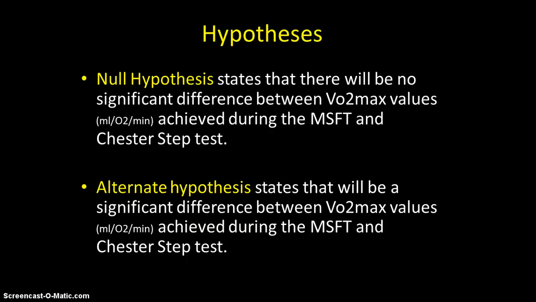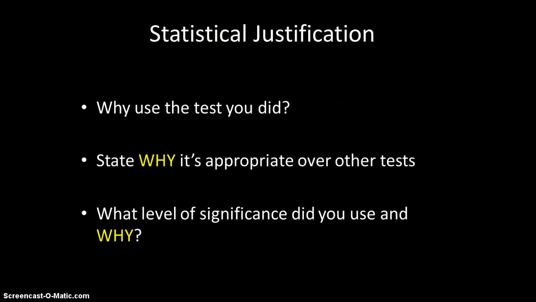Before you do that, you've got to write your hypotheses though, and based on this, the null states that there will be no significant difference between VO2 max values achieved during the multi-stage fitness test and Chester step test. And you know that the alternate hypothesis basically reverses this and states that there will be a significant difference. But you need to be able to write this out in full in relation to the difference test that you're going to do with your data.